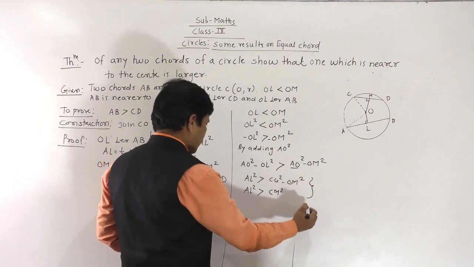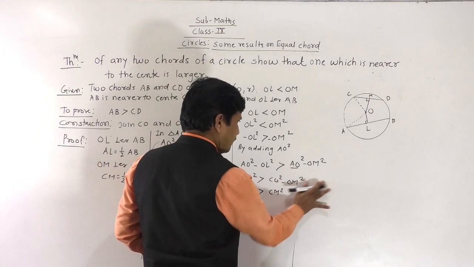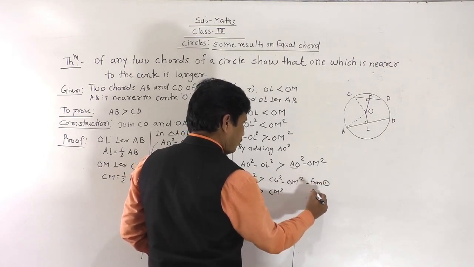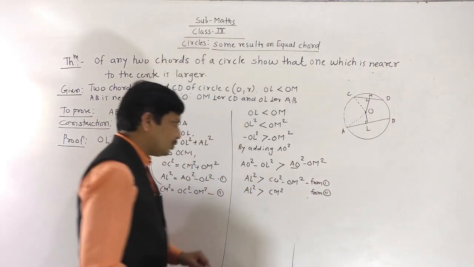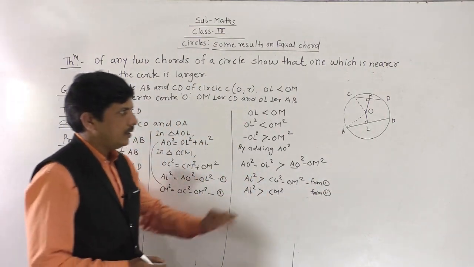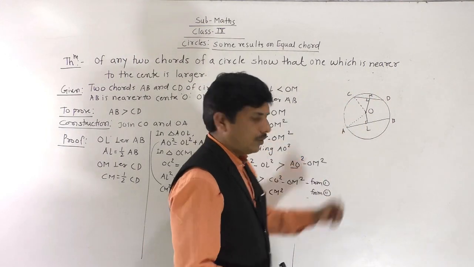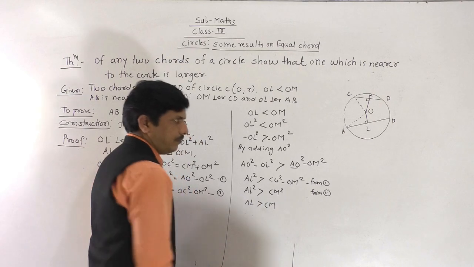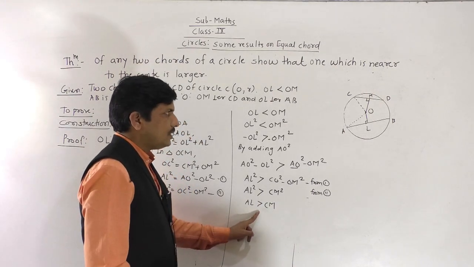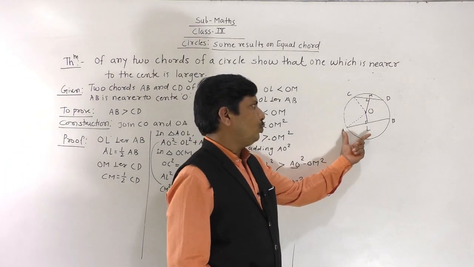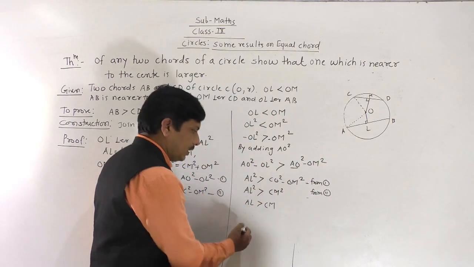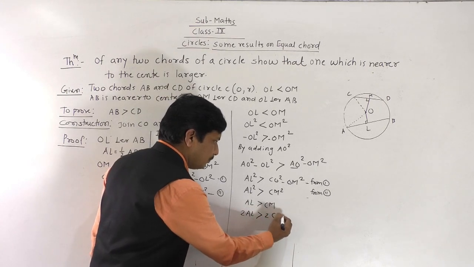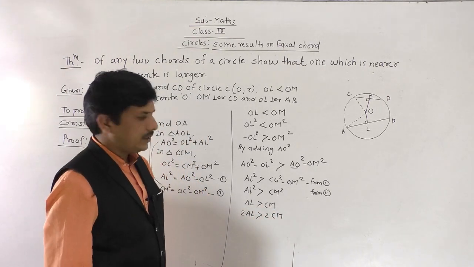Okay. So here we can write from this, specifically from 1 and this is from 2. So AL square is greater than CM square. If AL square is greater, then we can write AL is greater than CM. Suppose I will take now 2 times AL. If I multiply both the sides by 2, then 2AL is greater than 2CM.